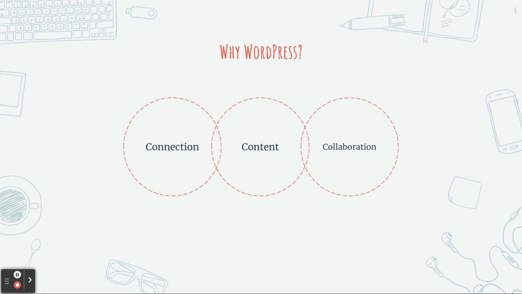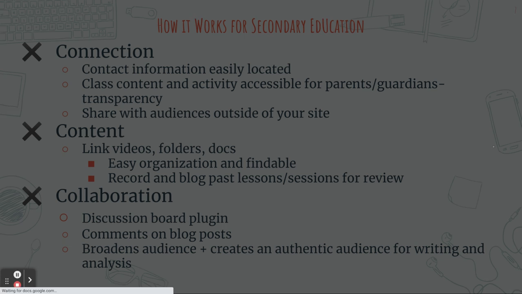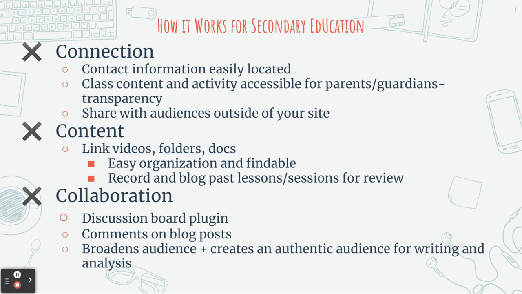This happens in three ways: connection, content, and collaboration. This is what that means to me. Connection is that we can use WordPress to easily organize contact information so it's located by parents and students at all times. Also, class content and activity accessible for your parents and guardians, and this leads to transparency of what's happening in their child's classroom.